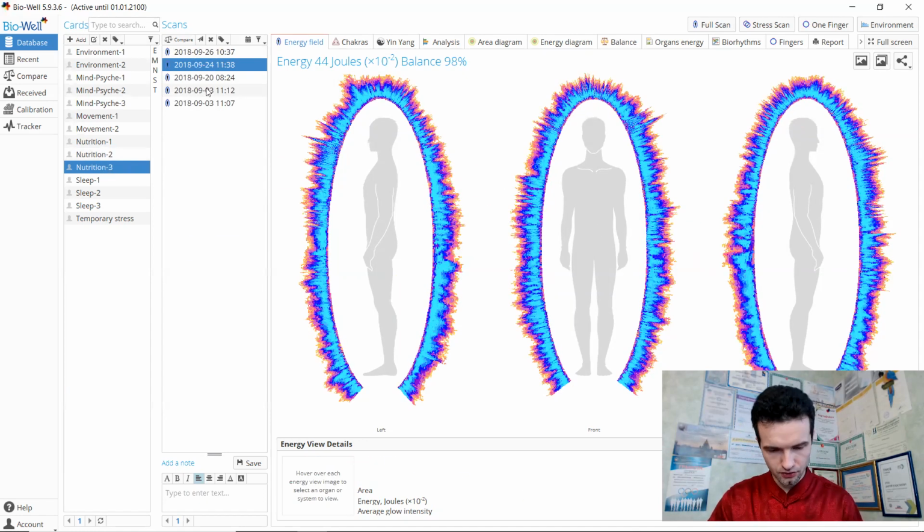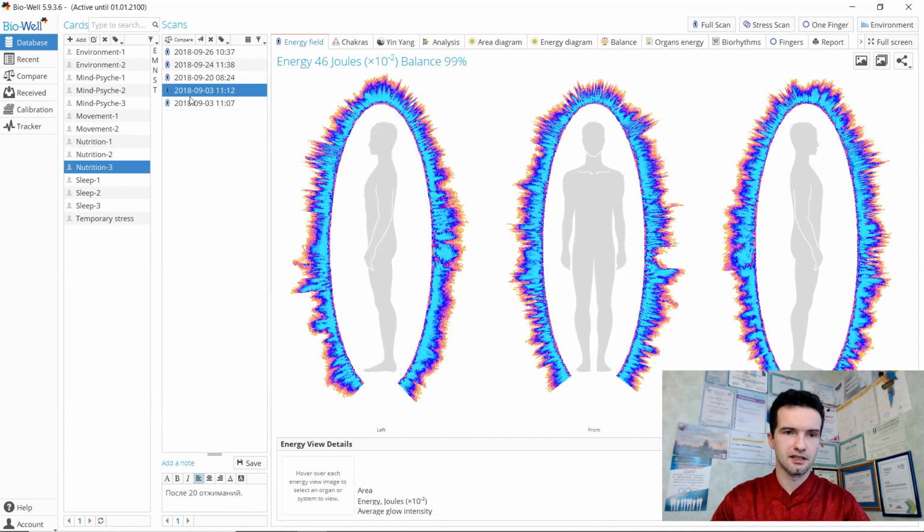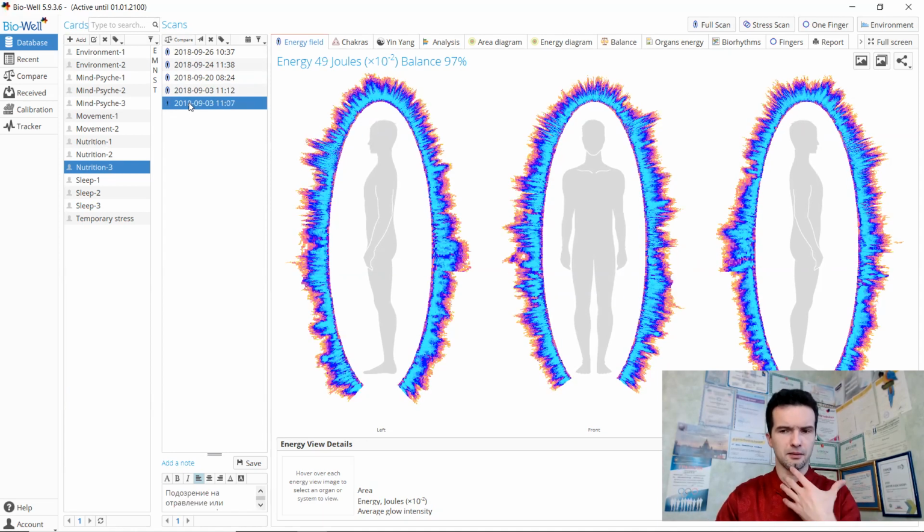Third case with the nutrition is this one. These are two scans that I've made one by one, before exercises and after exercises. And these are my personal scans. I had some problem with the digestive system. I didn't feel good after each meal, and I wanted to find out what's the reason. So maybe there was some kind of poison, or I don't know what kind of malfunction was there. So I wanted to find out what's wrong. So I made two scans.